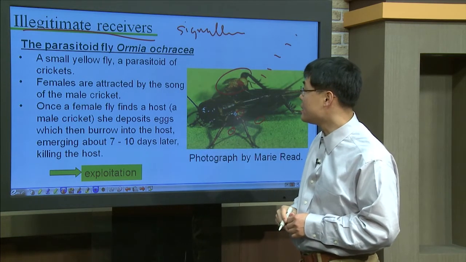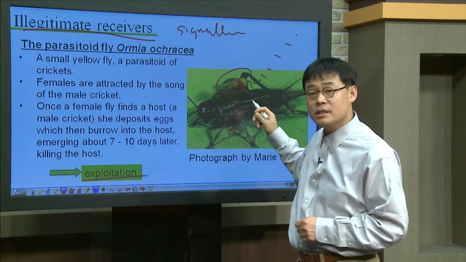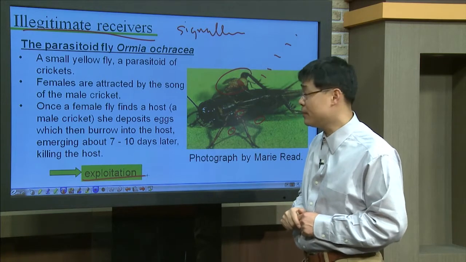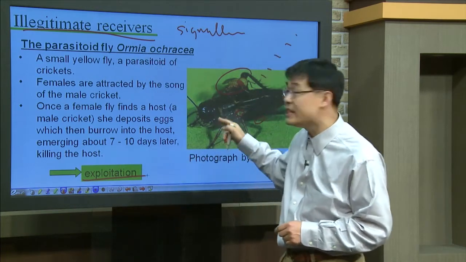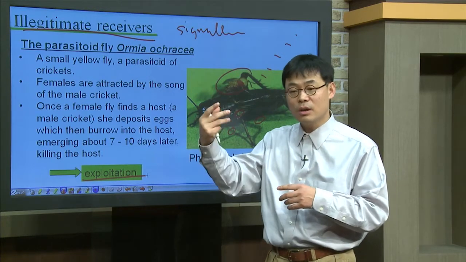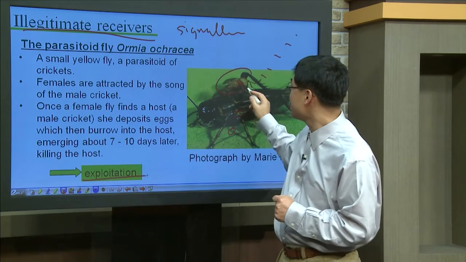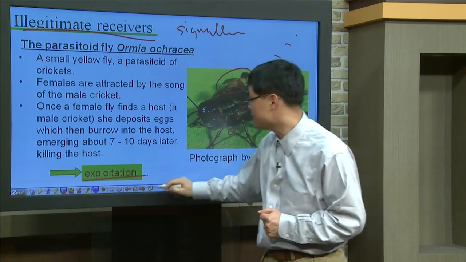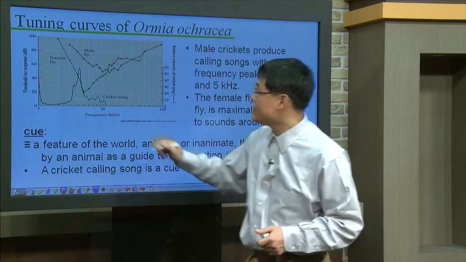So that's the example of exploitation. The receivers experience an increase of fitness, whereas the signaler loses fitness. That's also the illegitimate receivers. He intended this signal for females of his own species, but the other species responds to the signal and takes advantage of it. So that's the cricket song.